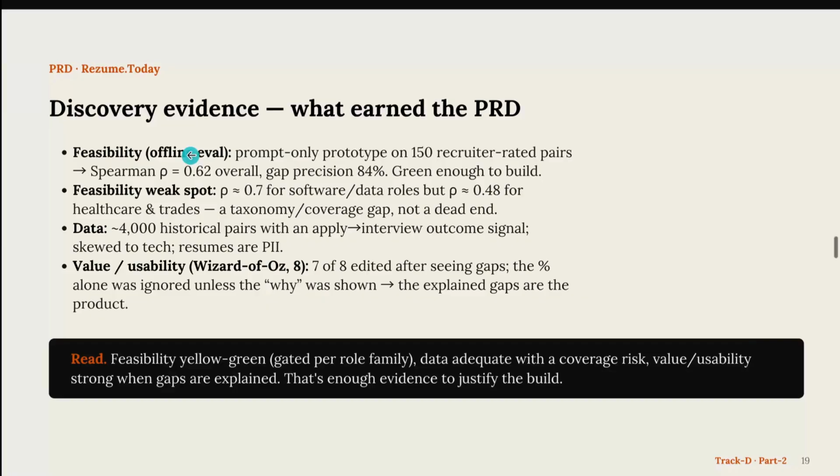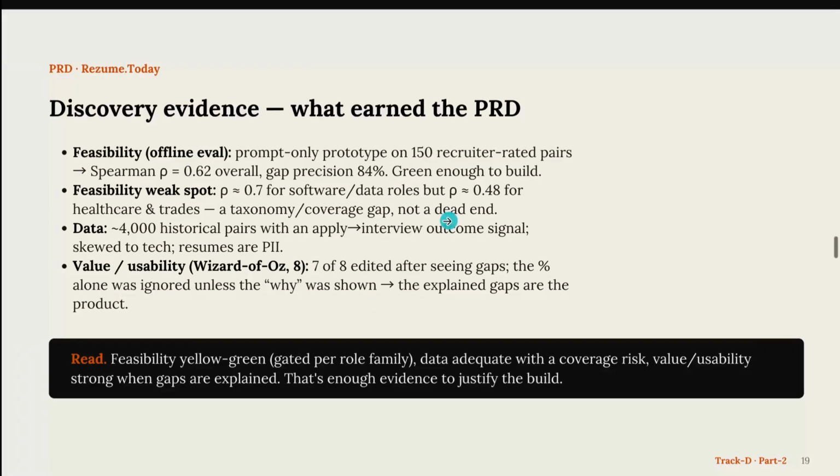Yeah, and gap precision should be 84%. When the gaps are listed, 84% of the gaps listed should be correct. Yeah, that's green enough to build. Feasibility weak spot: if the scores are less than any of this, we will not go ahead. This should be a dead end.